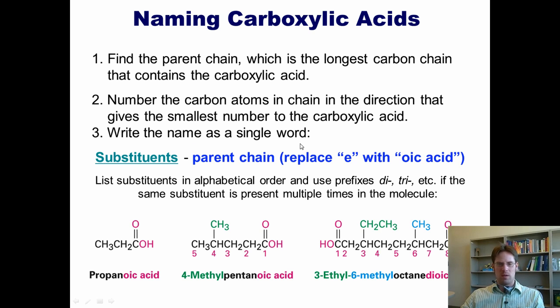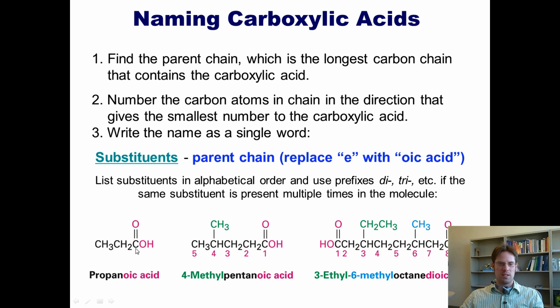Third, we have to write the name as a single word. We write the parent chain, and we replace the E that would normally be present in that size of parent chain, for example, ethane or propane or butane. We replace that E with the suffix oic acid. If there are any substituents along that chain, we list them in alphabetical order and use prefixes di, tri, etc. if the same substituent is present multiple times in the molecule. So here are some examples that I've given for you to look at.